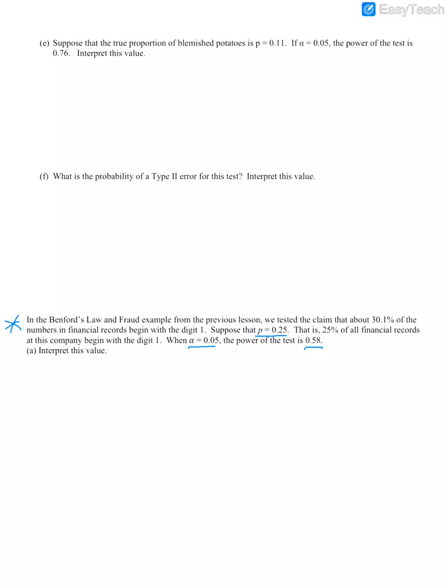So what does the 0.58 mean? Well, it means that given that the true population of expenses that start with the digit 1 is P equals 0.25, there is a 0.58 probability that there will be convincing evidence that P is not 0.301, which is what our alternative hypothesis was. So let's go ahead and write that in.